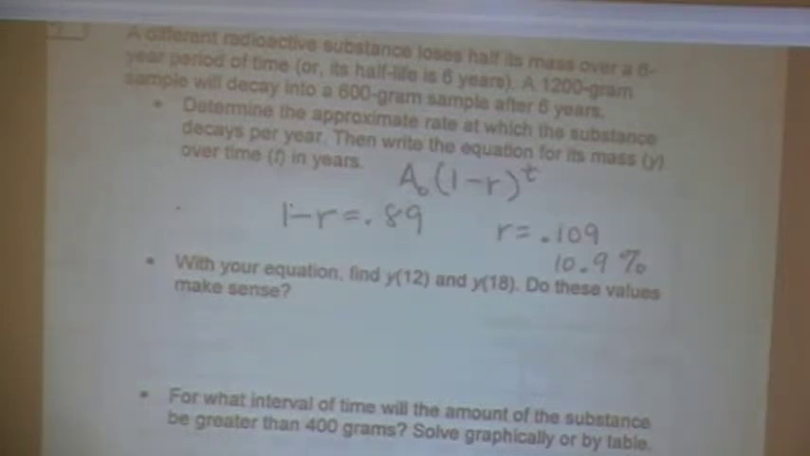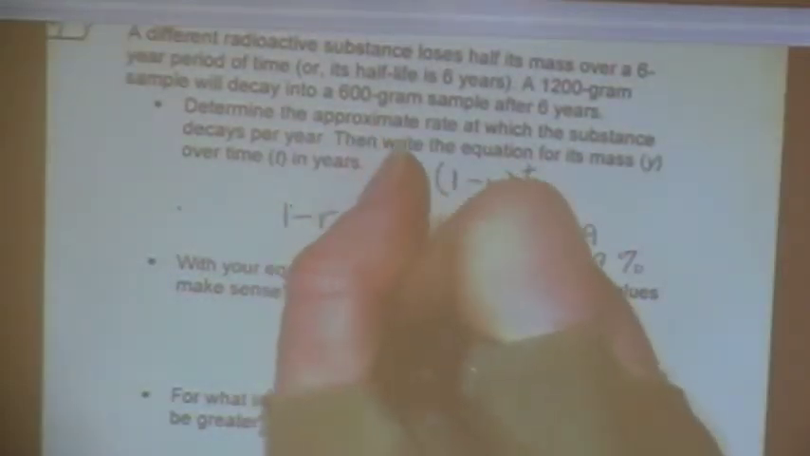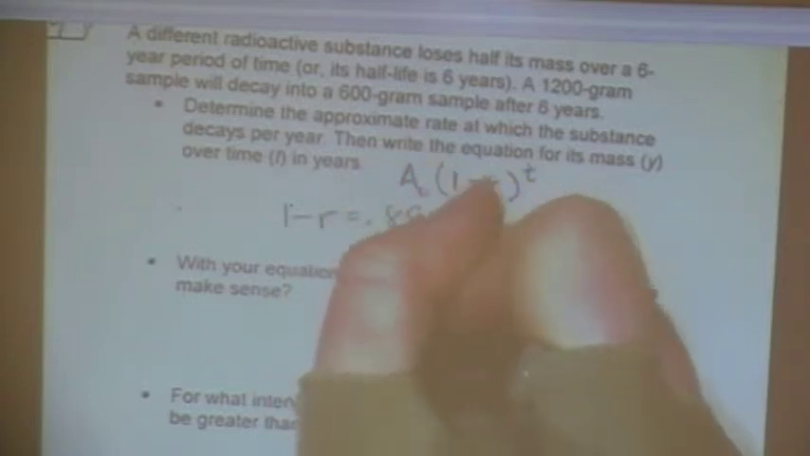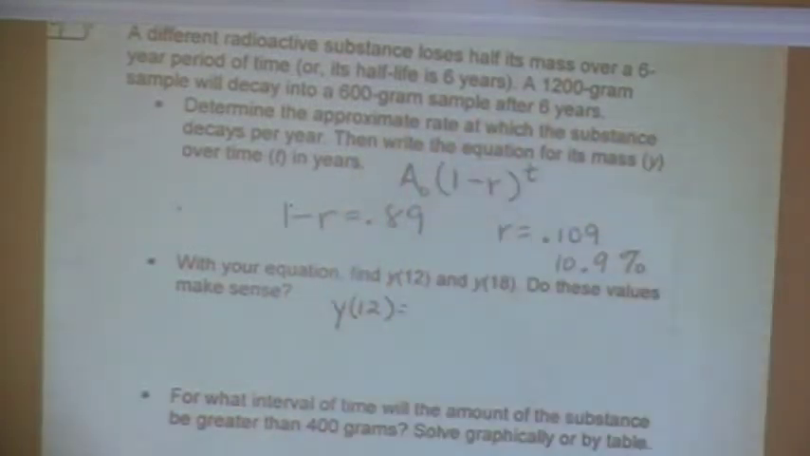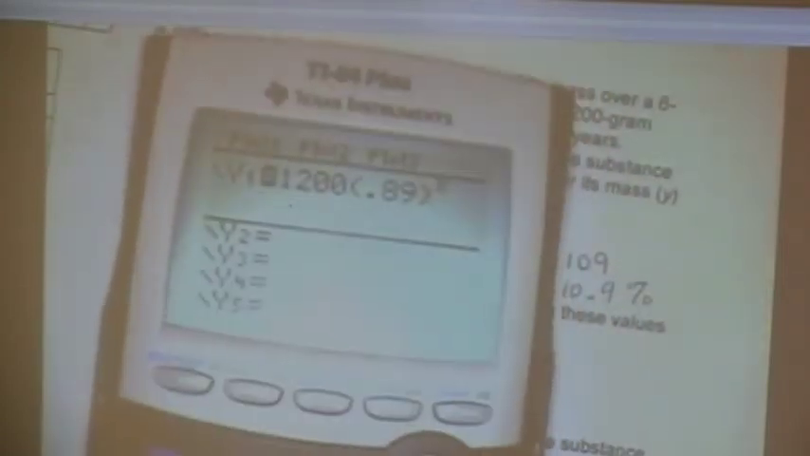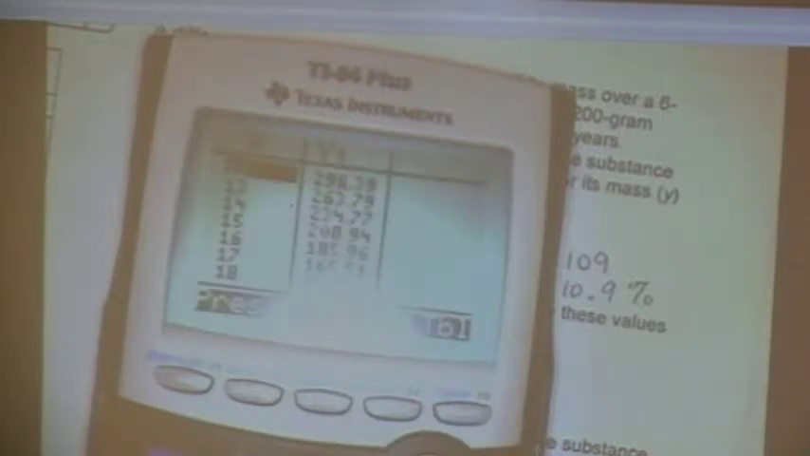All right, now that I have a formula, I'm going to go ahead and put it in my calculator, because the next question asks me to find y at 12. So if you put it in your calculator, you can just go straight to the table. So I put in 1,200 times 0.89 raised to the x power. There's 12, which is 296.39.